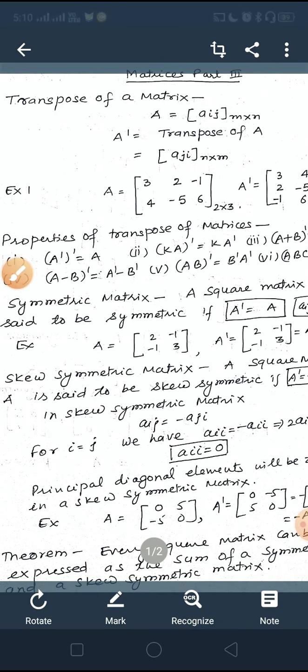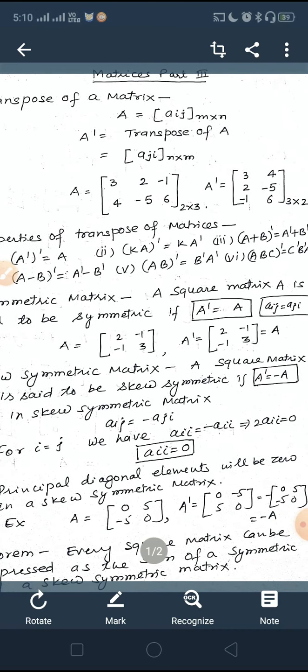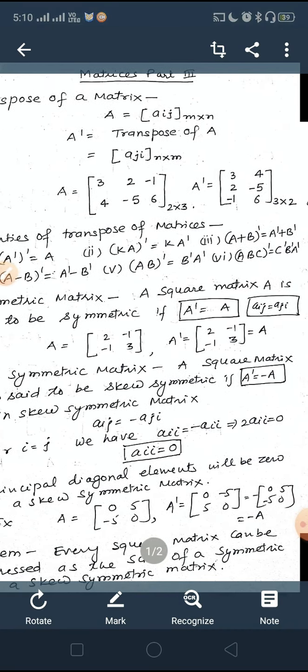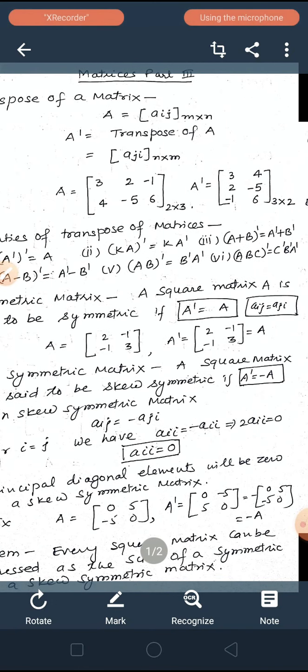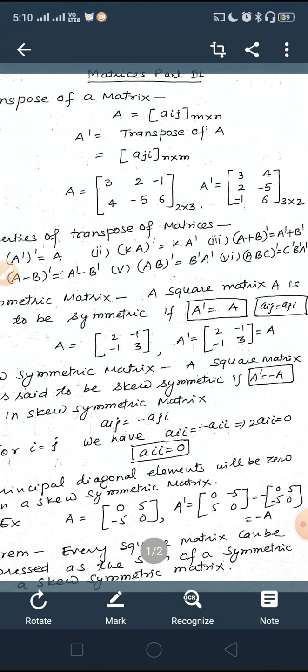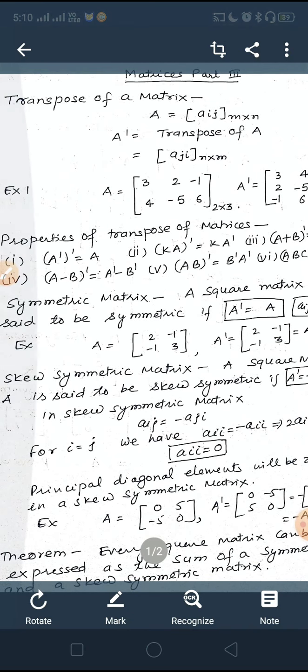Now in a product, transpose of AB is equal to B dash A dash. That means they will take reverse order. And if we take the product of three matrices, then we start from the last and end at the first: C dash B dash A dash. Children, that's all for transpose of a matrix.